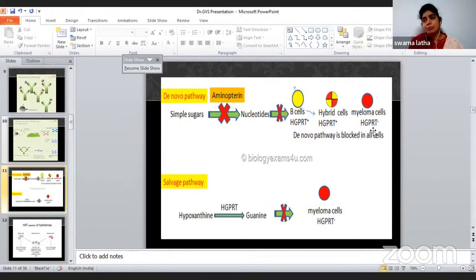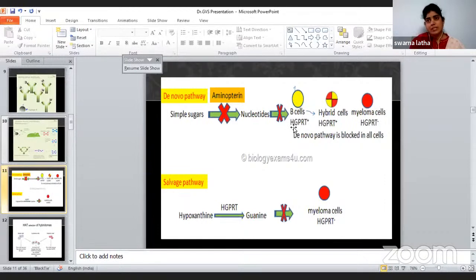Then the complete inhibition of nucleic acids will be seen in the myeloma cells. Then they may not be able to survive. Though they have uncontrolled growth, as nucleic acid itself is not there, there is no survival rate. In a similar way, let's come to the B cell hybrid.